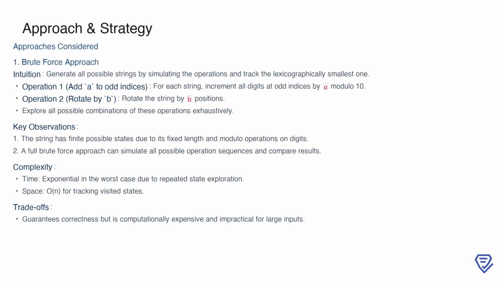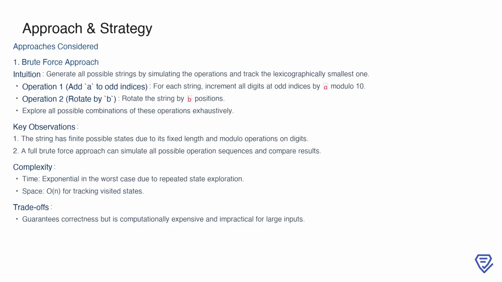To tackle this problem, the brute force approach is the most straightforward method to consider. The idea is to generate all possible strings by exhaustively simulating the two operations provided. Operation 1 involves incrementing all digits at odd indices by a fixed value a, wrapping around at 10 using modulo arithmetic. Operation 2 rotates the string by b positions. By repeatedly applying these two operations in every possible sequence, we can evaluate all potential outcomes and track the lexicographically smallest string. However, there are some critical observations to keep in mind.